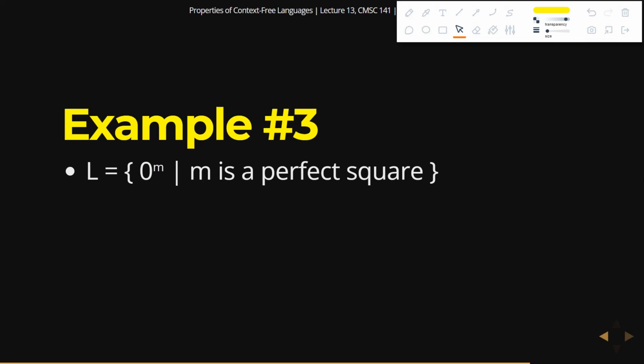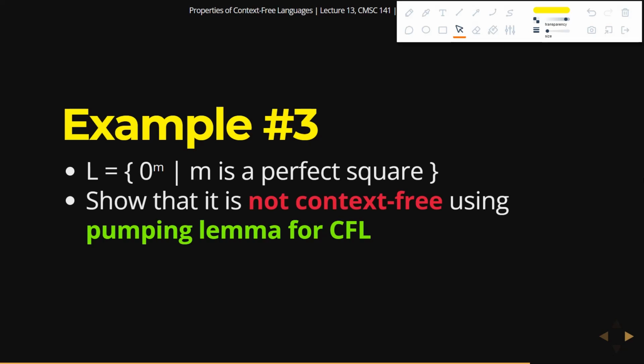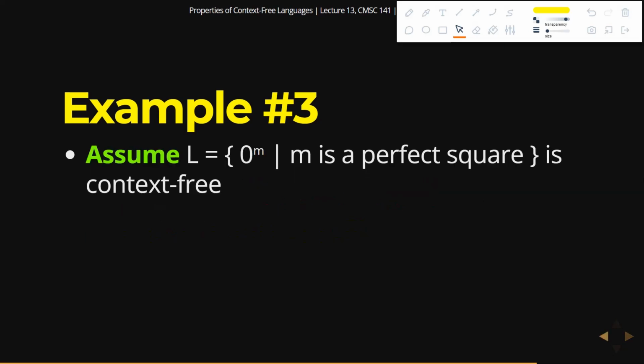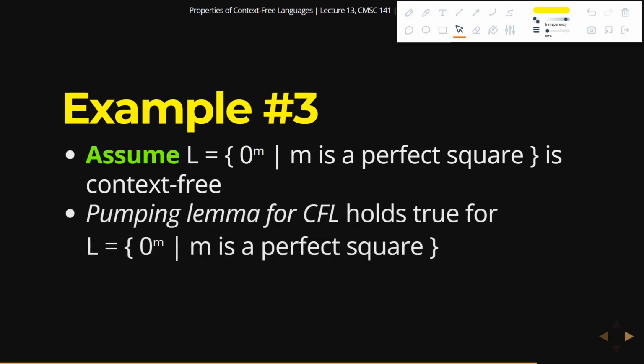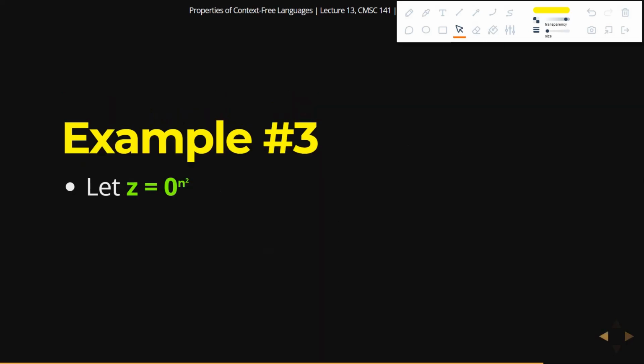Let's show that the language 0^m, where m is a perfect square, is not context-free using the pumping lemma. So first, let's assume that this language is context-free. Therefore, the pumping lemma should hold true for this language. Now, the sufficiently long string that we'll use is z equal to 0^(n squared), and this is valid because it's part of the language.